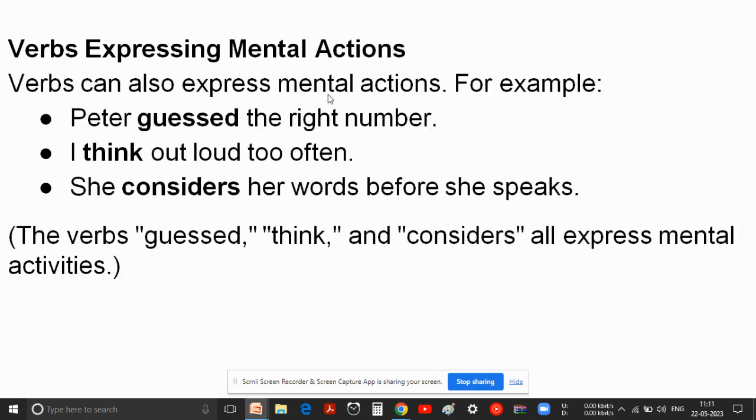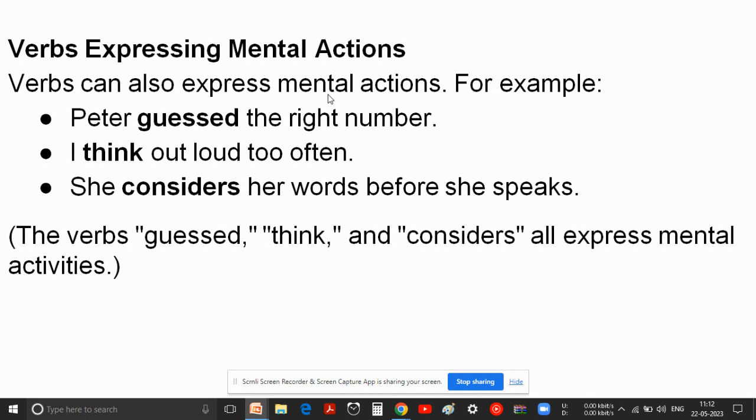Now, verbs expressing mental actions. Verbs can also express mental actions. For example, Peter guessed the right number. So here the mental action done by Peter is guessing the right number. So here guessed is the mental action done by Peter. So here guessed is a verb.